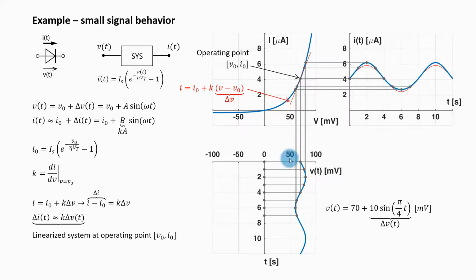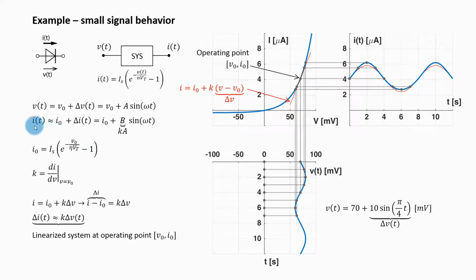Now, when I consider this to be the input to my system and this to be the output, I can see that the behavior of the system is getting a bit closer to what we saw with LTI systems. The output is not exactly a sine wave, but it is quite close. At least much closer than what we had on the previous slide.